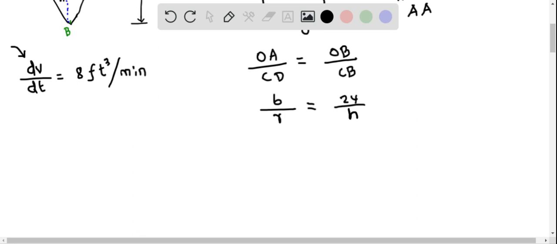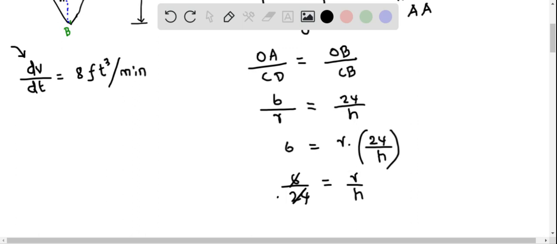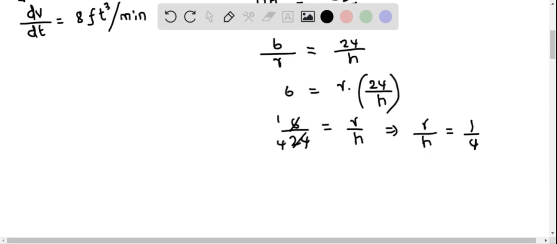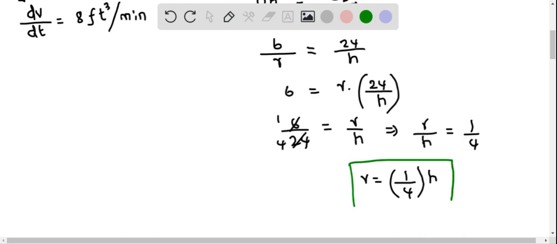So let's rewrite this. I'm going to multiply both sides by r, so this becomes 6 equals r times 24 by h. Now let me divide by 24, that is 6 divided by 24, and this equals r by h. So we can simplify this. That is, this implies r by h equals 1/4. So therefore I can write r equals 1/4 of h. I just multiply by h on both sides. So this is the relation between the radius and height of the cone.